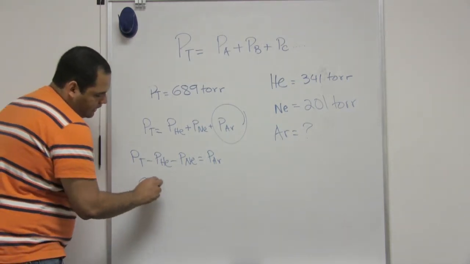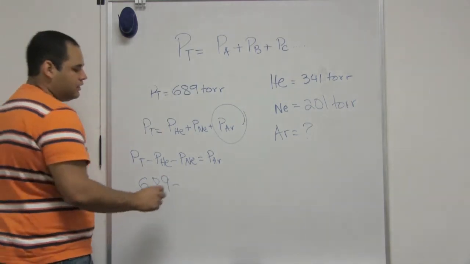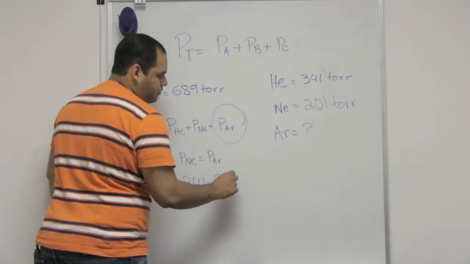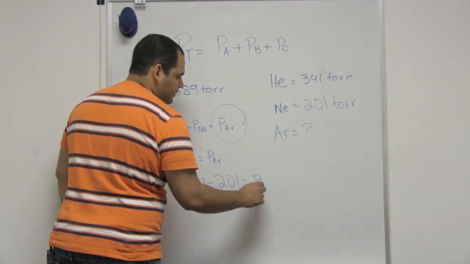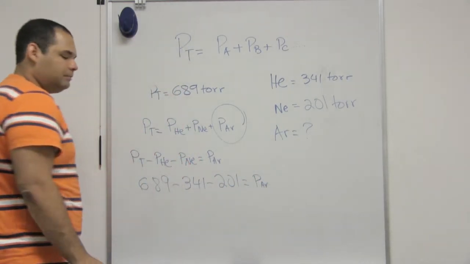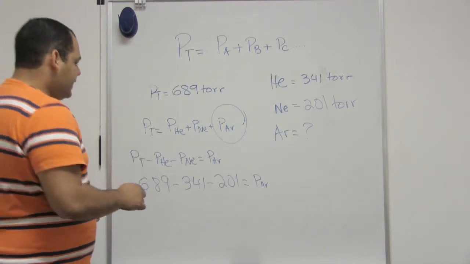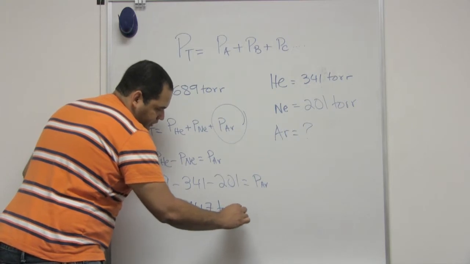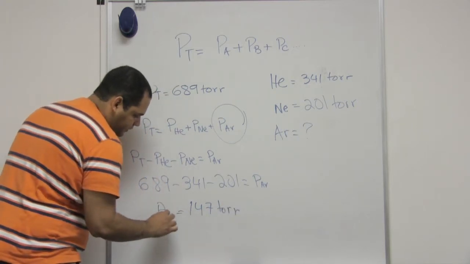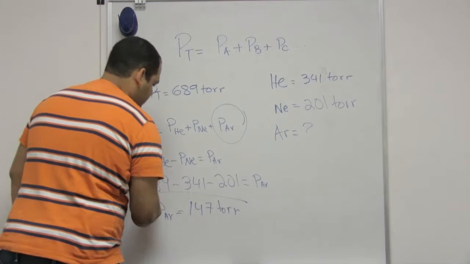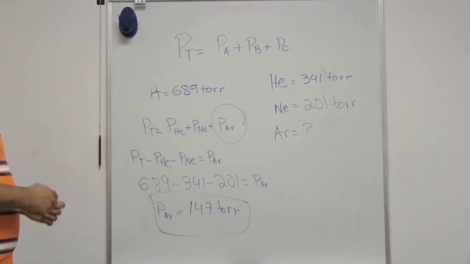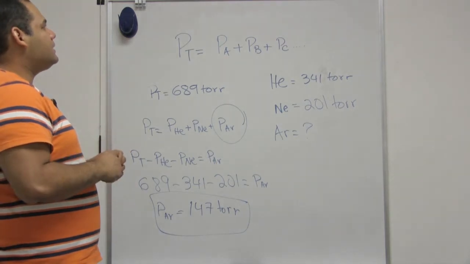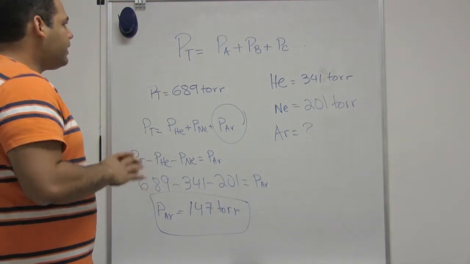So 689 minus 341 minus 201 equals the partial pressure of argon, which in this case will be equal to 147 torr. This is the partial pressure for that particular gas. So Dalton's law helps us to find partial pressures.